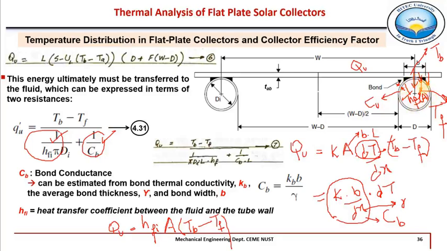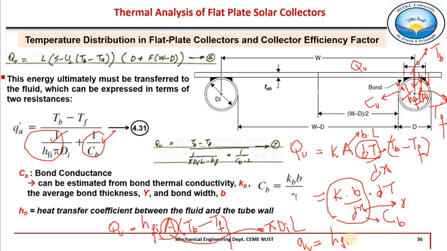What is this area? Pi d L. This is the pi d into L, the same length. So this area is actually given by pi d I, inner diameter, into length L, the length of this tube or the length of absorber sheet. It is the same L length.